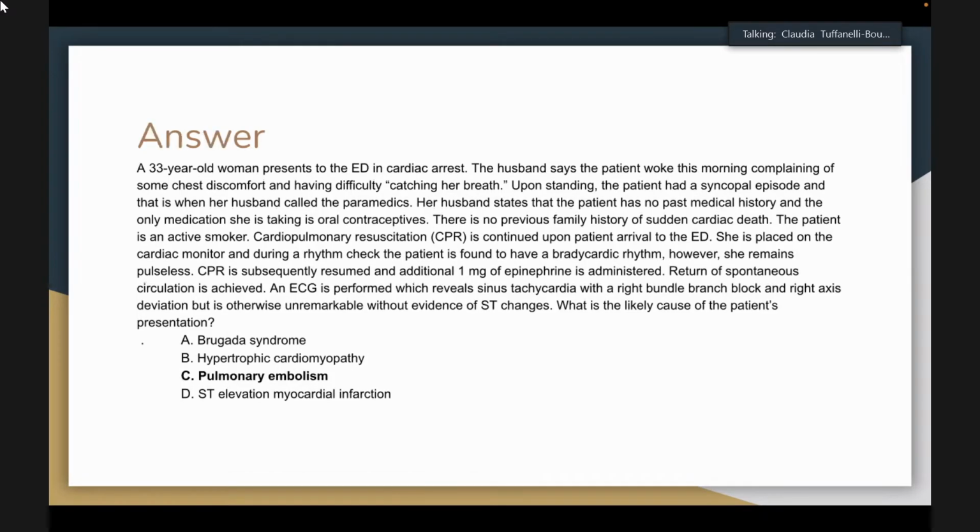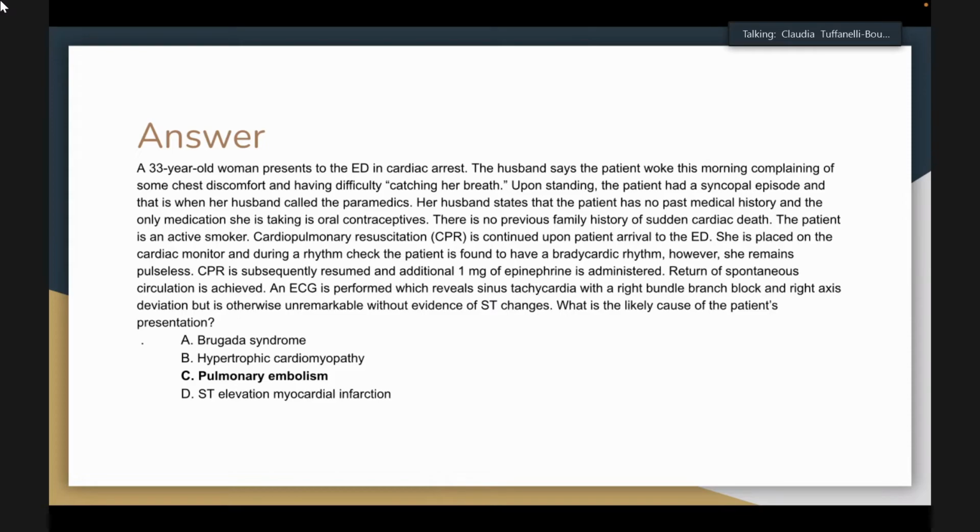So in this one, the answer is C. I see what you mean with the Brugada, and she did have this sudden death. This one is tricky. There's a lot in the question stem, and there are a few things that would point to it being a pulmonary embolism.